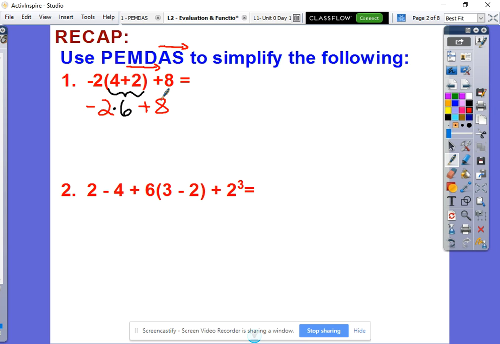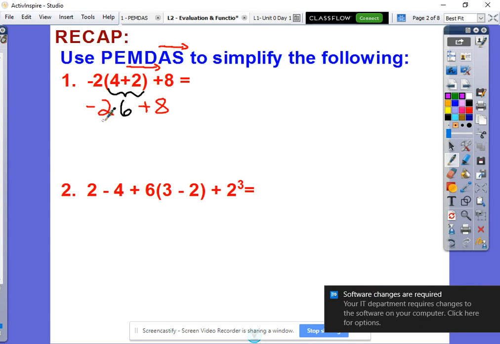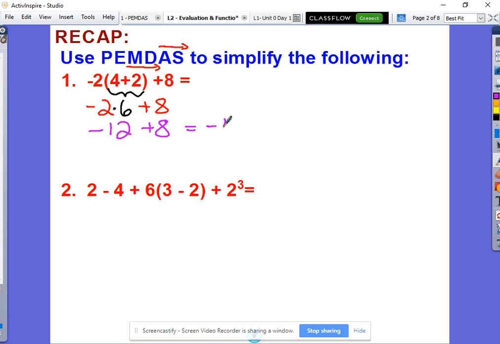Okay? So now from here, we're going to multiply from left to right. We're going left to right. So we're going to multiply first. That gives us negative 12. Plus 8 is still there. We can combine those. We're left with negative 4 using addition. So using PEMDAS, we simplify there. We're left with negative 4.